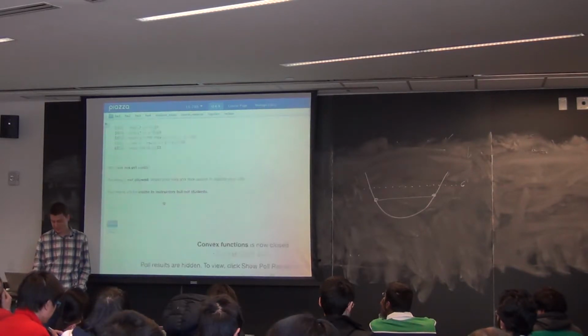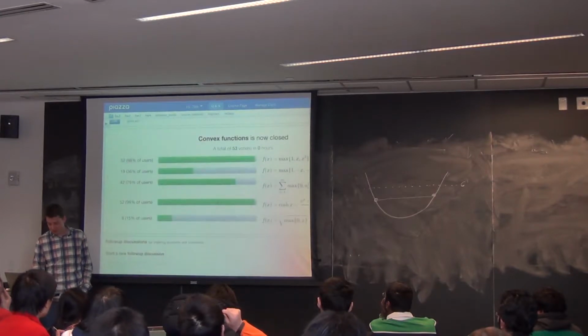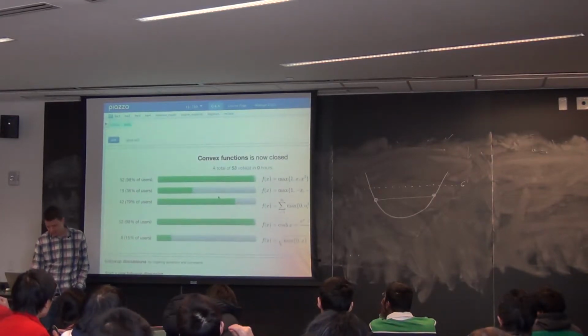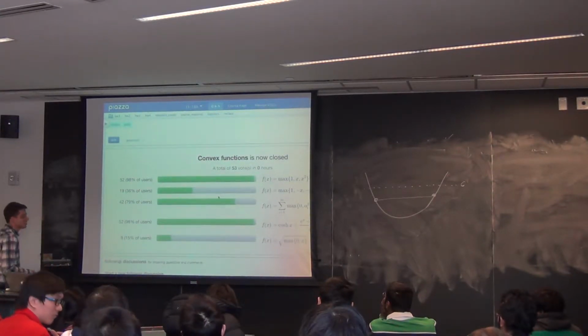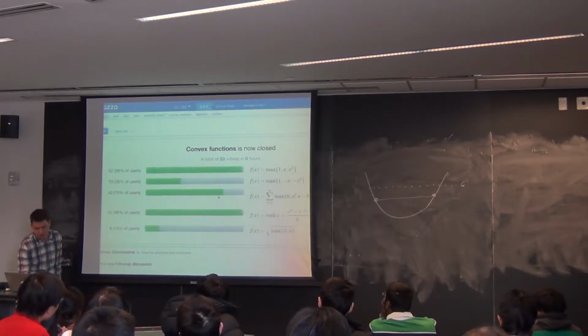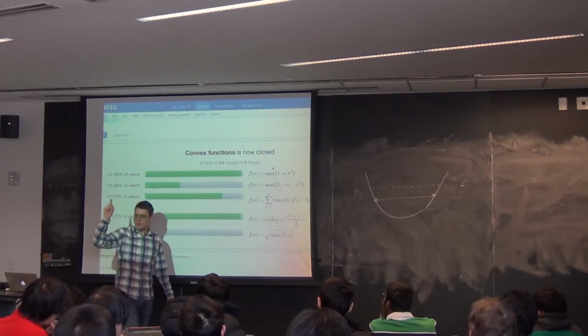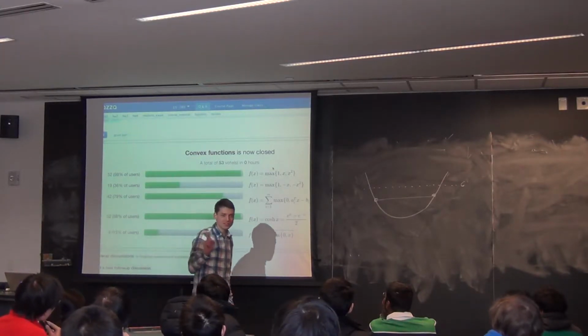Okay, let's see what people said. Show the results. Okay, so interesting. This is great to talk about. The first one, almost everyone said correctly, that is a convex function. It is, right? This constant value 1 is a convex function. It's a pretty boring one, but it's a convex function.